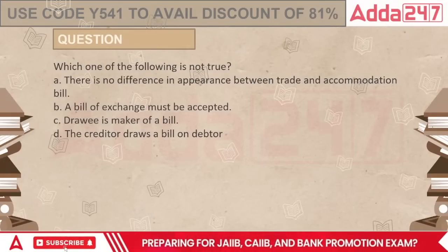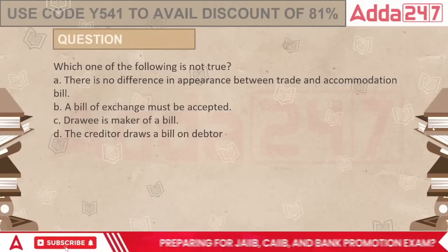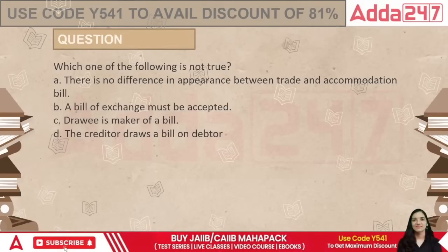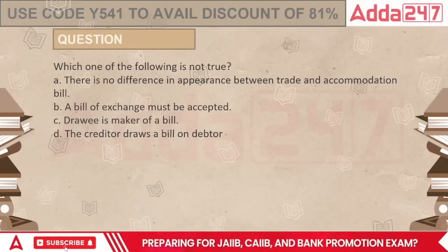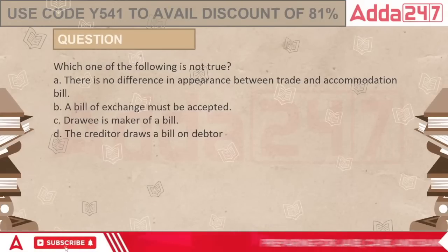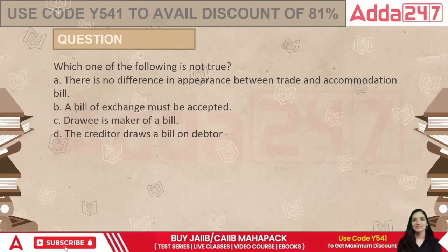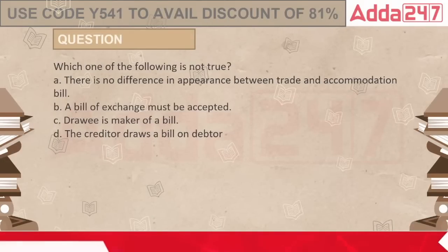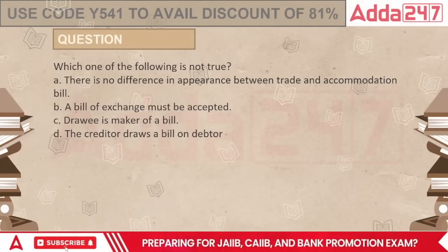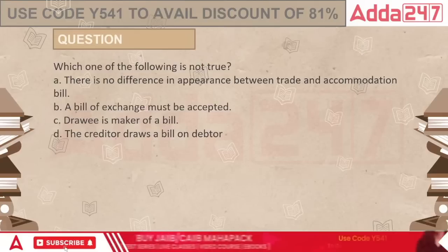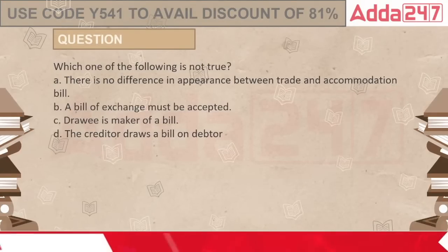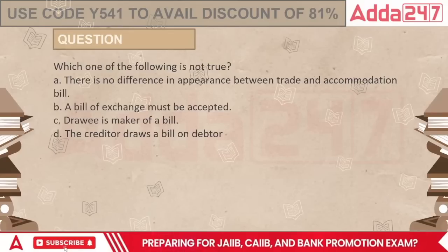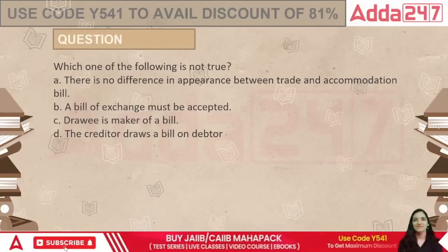Next question. Which one of the following is true? Among the following, which is true? There is no difference in appearance between trade and accommodation bill. Accommodation bill is when two people are trying to help each other. So that's accommodation bill. A bill of exchange must be accepted. It has to be accepted. Then a drawer is the maker of the bill. Drawee is the maker of the bill, or the creditor draws a bill on debtor. Now that's a contradictory point between C and D. So that will give you a hint that among them you will find the answer.